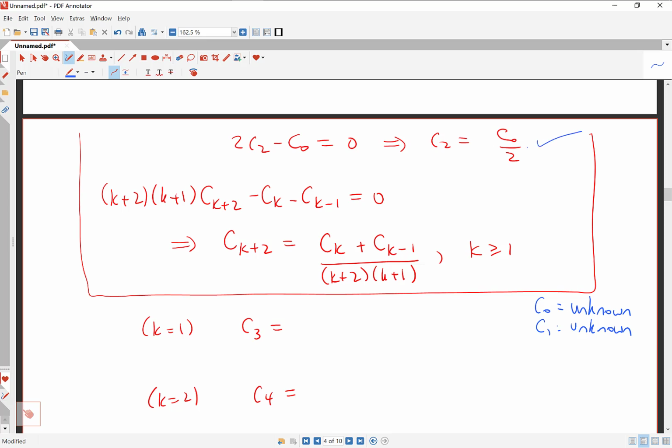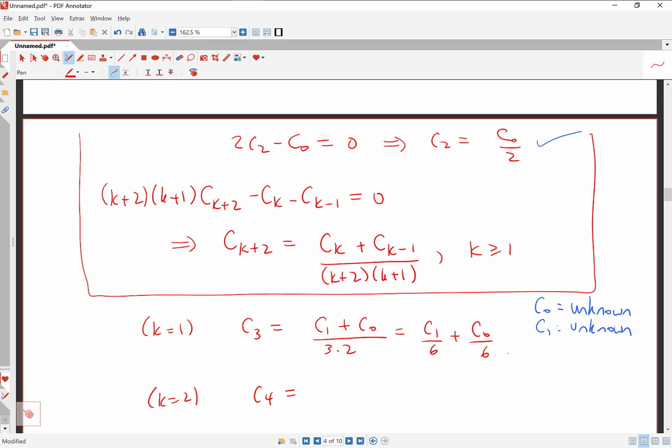Up here we've got our value of C2 in terms of C0, and our plan is just to get a few more coefficients figured out using this recurrence relation that we've got up at the top of the screen. So let's try subbing in k equal 1 into our recurrence relation. That tells us that C3 is equal to C1 plus C0 over 3 times 2. So in other words, C3 is C1 over 6 plus C0 over 6.